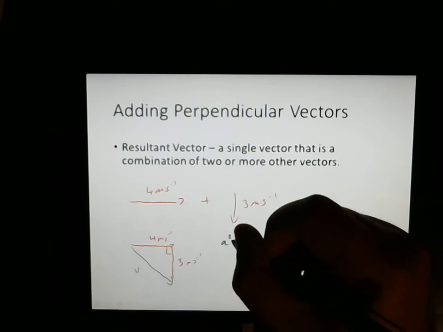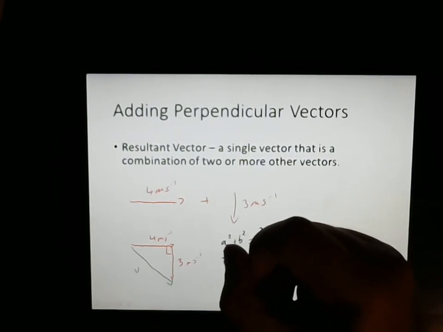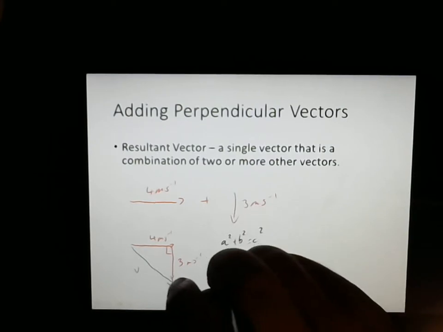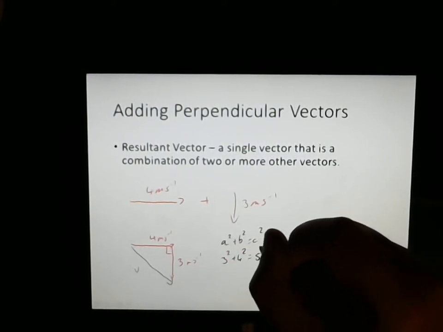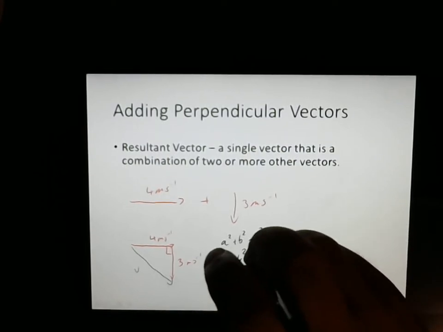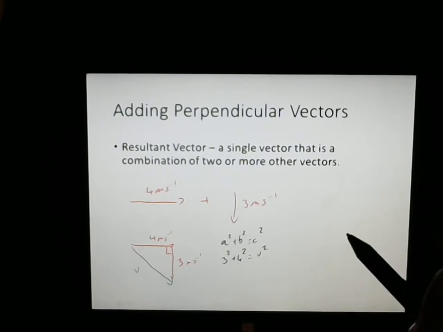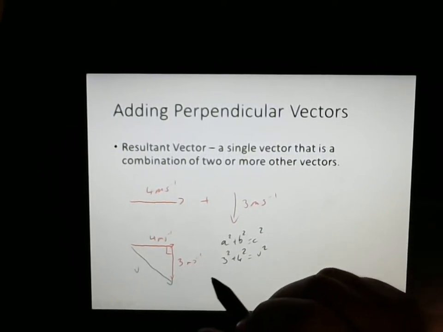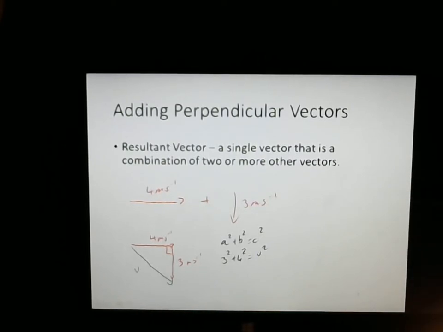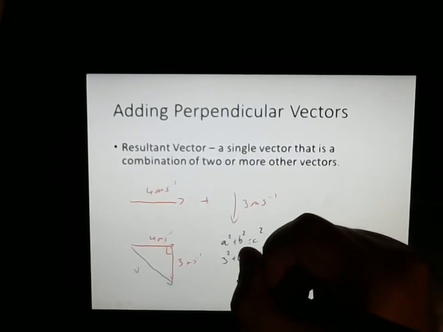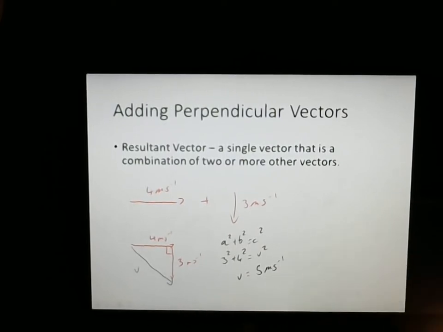Remember, a squared plus b squared equals c squared. Let's make our substitutions. 3 squared plus 4 squared equals v squared. I'm sort of jumping to a step at the end. And this is a 3, 4, 5 triangle, that's why I did these numbers. But if we were to actually do that, 9 plus 16 gives us 25, square root of 25 is 5. V would equal 5 meters per second.